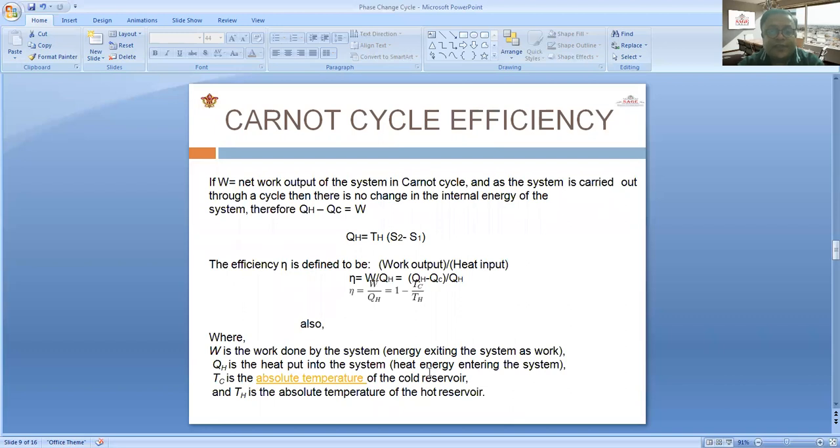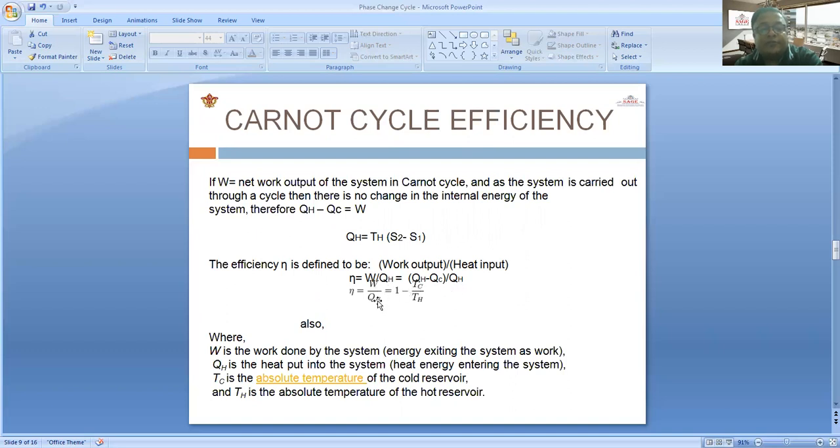Carnot cycle efficiency: heat addition and heat rejection. The heat supply is done at the boiler side. It is represented by the formula QH = TH (S2 - S1). The heat rejection takes place on the condenser side, where it is done at a low temperature. The efficiency of the Carnot cycle, the thermal efficiency, is represented by eta. It is defined as the work output upon the heat input. Work output is QH minus QC, upon QH.